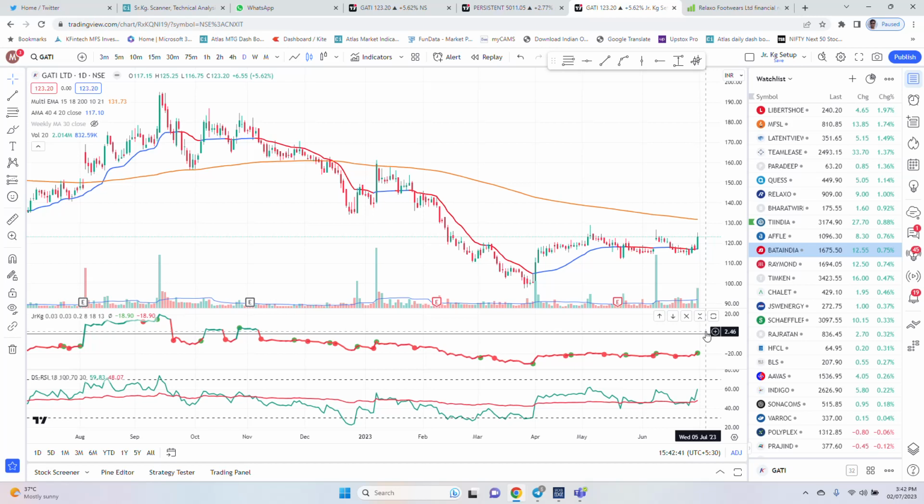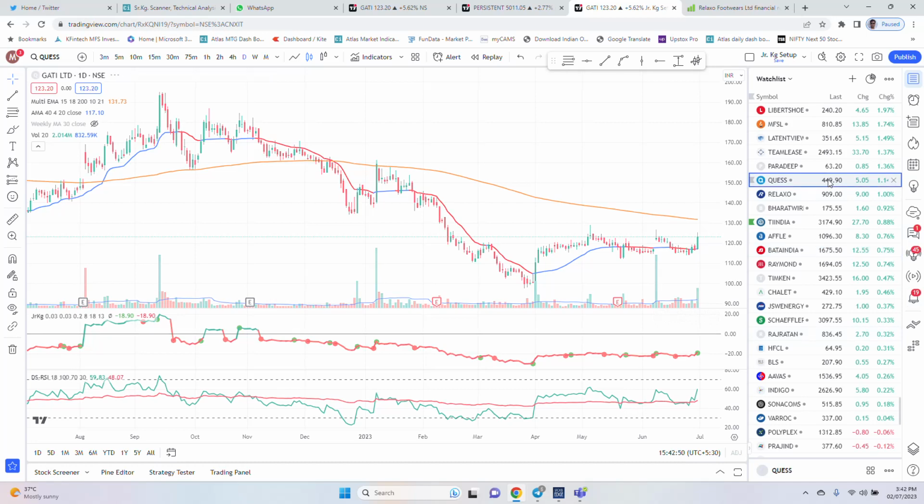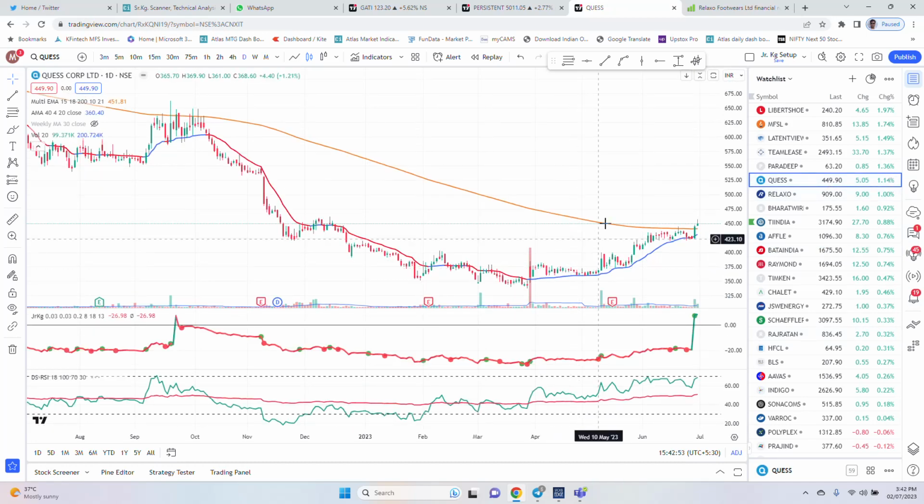So that is basically the first time it will come into your charting scanner, and that time you can decide whether to take an entry or not. So for example, if I want to show you, see here.